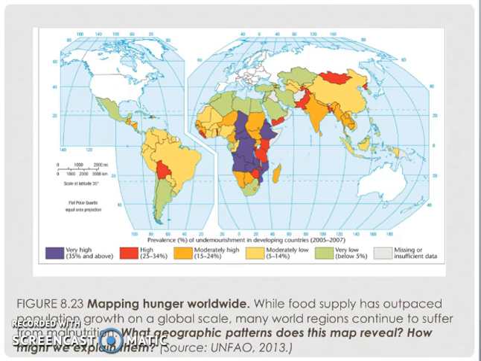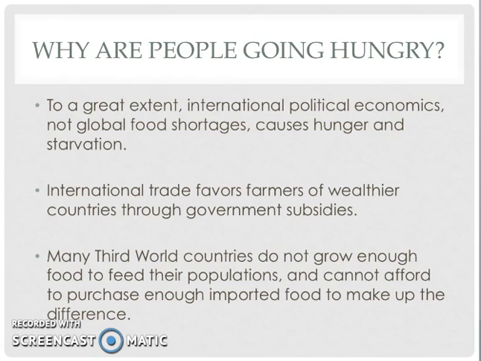Here we see a map of worldwide hunger. And again, while food supplies outpace population growth, many in the world continue to suffer. And we can ask ourselves, what geographic patterns does this map reveal? Why are people going hungry? To a great extent, international political economics, not food shortages. It's a case of maldistribution causing hunger and starvation.